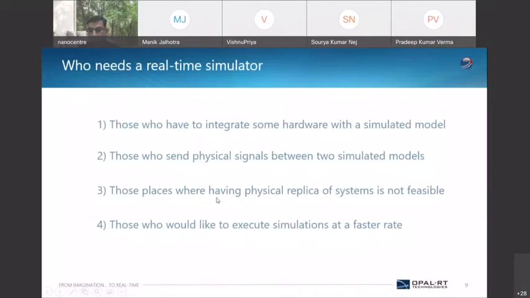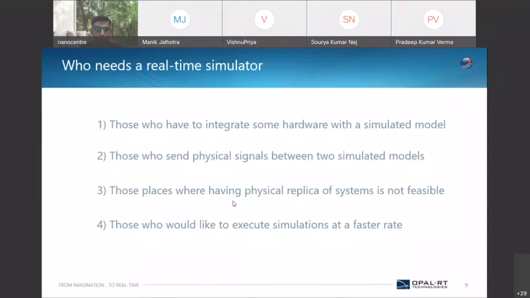Then those places where having a physical replica of systems is not feasible. This is the case we have already seen, as in the case of Jadavpur University, where the physical replication of the heavy water reactor was not feasible. So in this particular case, we can use the simulator to mimic the behavior of a heavy water reactor.